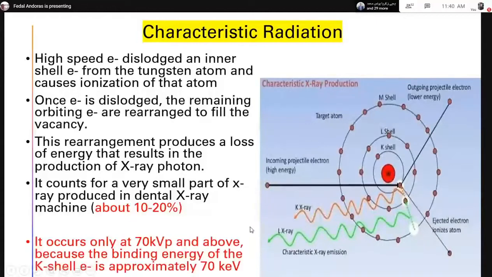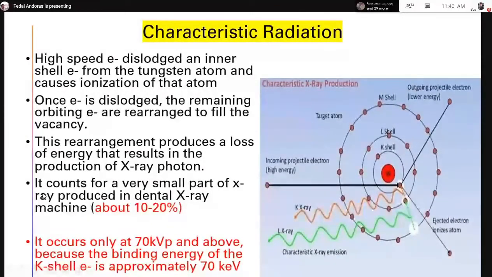So why 70? Because it occurs only at 70 kVp and above, because the binding energy of the K shell electron is approximately 70 kilo electron volts. This is the reason it must be a minimum of 70.